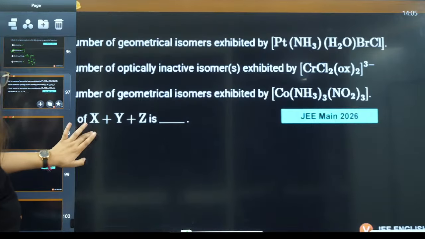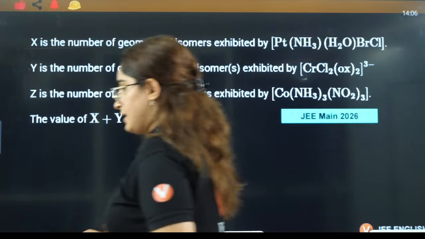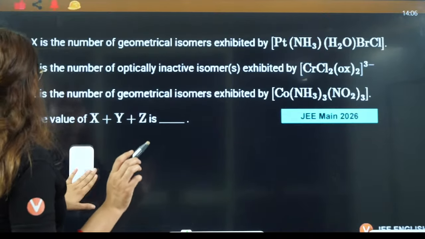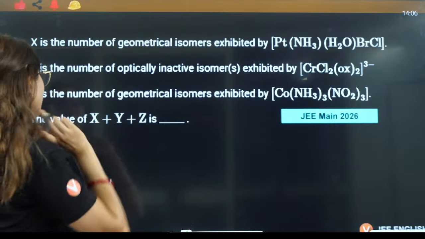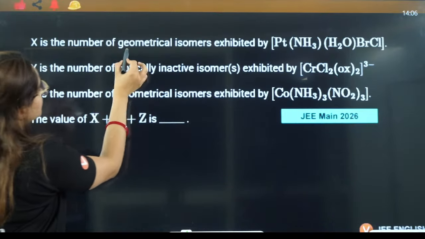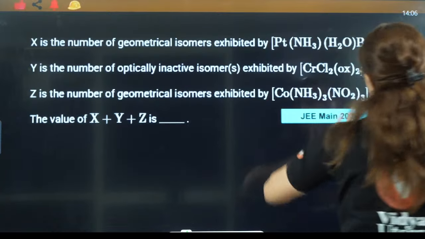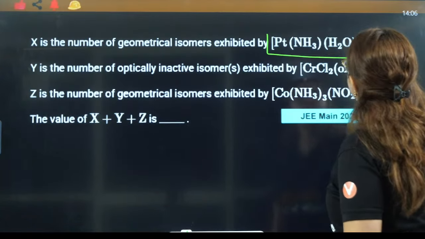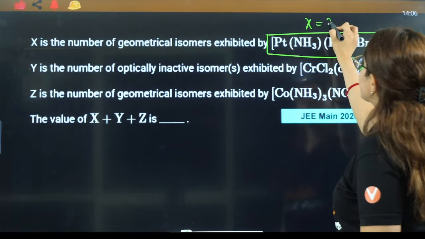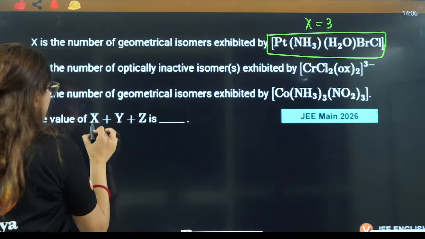Okay. Next question is this year question. Let me see how many questions we are left with. We are left with 2 questions, guys. Firstly, let's solve this. 3 questions we are left with. X is the number of geometrical isomer exhibited by this A, B, C, D. So geometrical isomer exhibited by this is 3. Sorry, X is 3. Because it has to always 2 cis and 1 trans is always present.